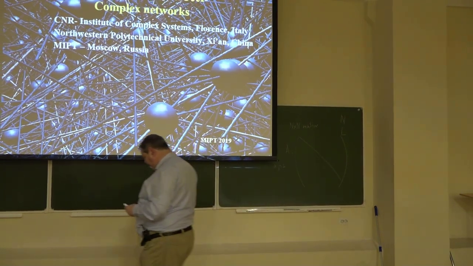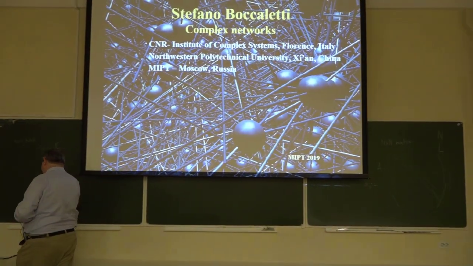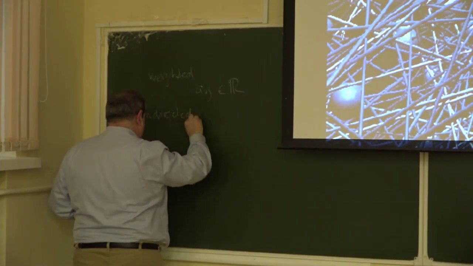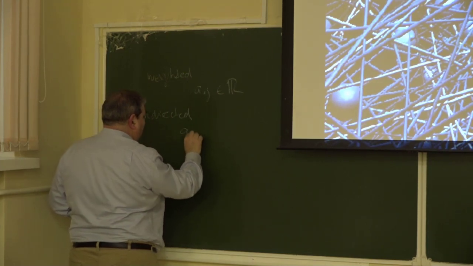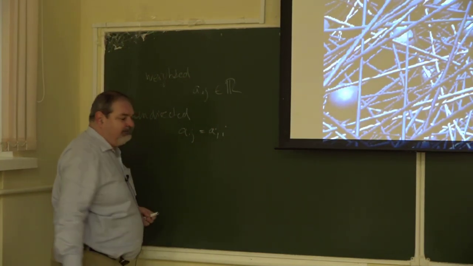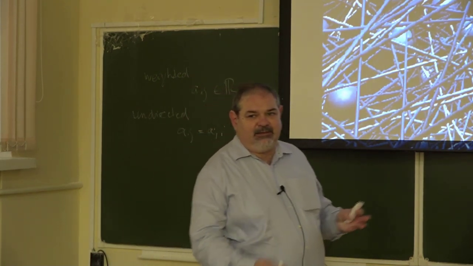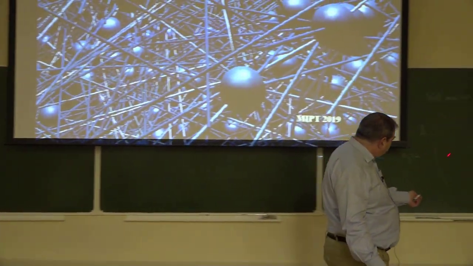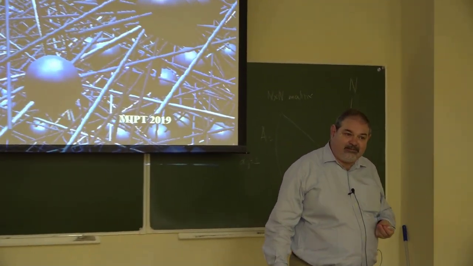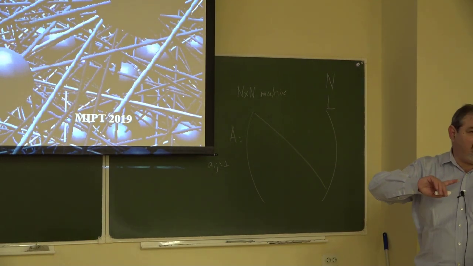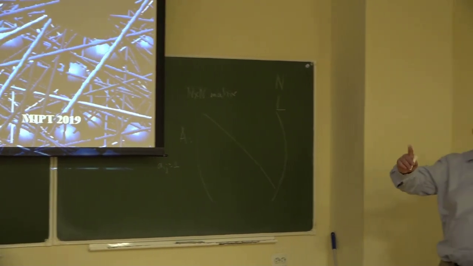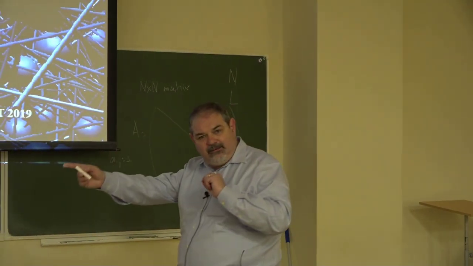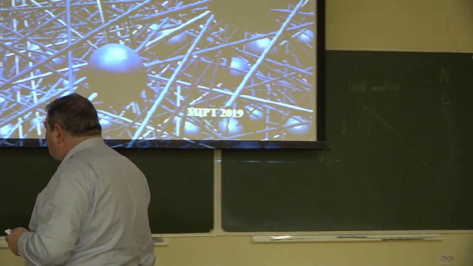Moreover, networks can be undirected if Aij is equal to Aji. So it means that the adjacency matrix in this case is symmetric, because all elements Aij are equal to Aji. So the interaction between node i and node j is the same as that from node j to node i.